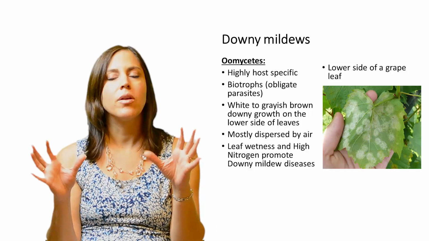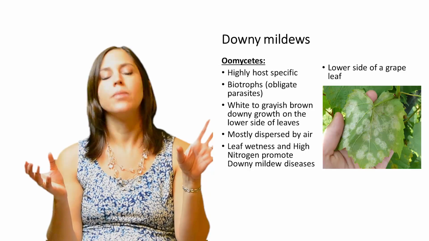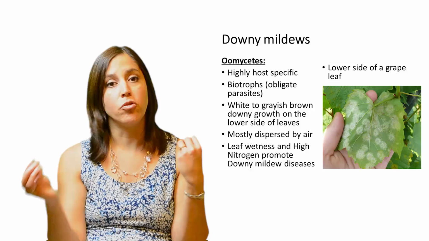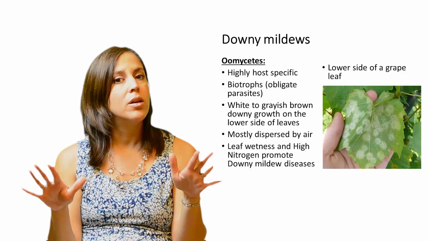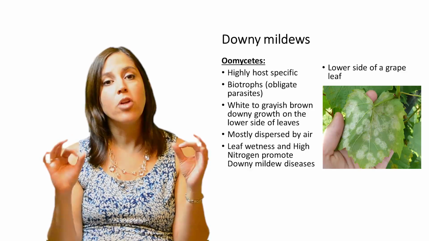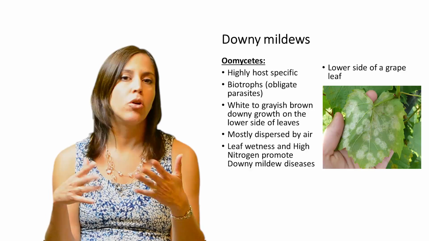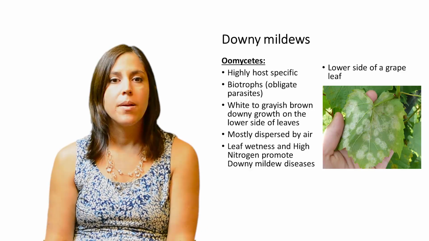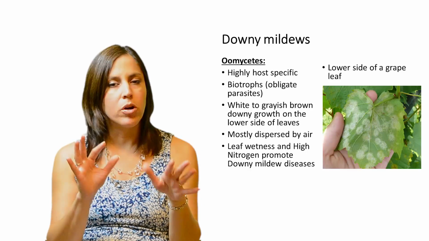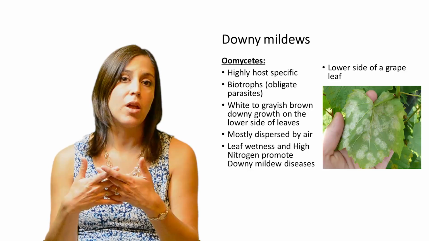So those are the biological differences between oomycetes and some of the real fungi and ascomycetes, such as powdery mildew, compared to downy mildew. So that's an important difference, and of course, because the biology is different, the method of control is going to be different. But there are also some similarities in downy mildews and powdery mildews. They share some similarities in the symptoms that they cause.